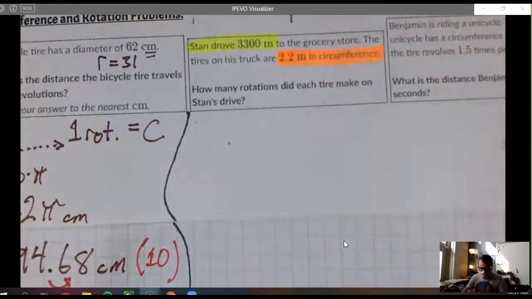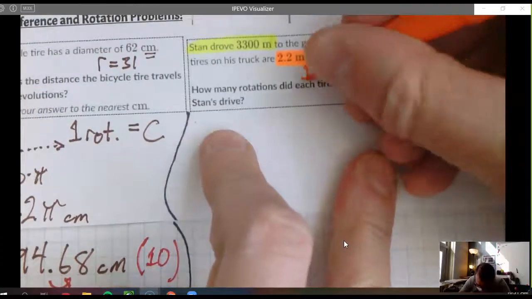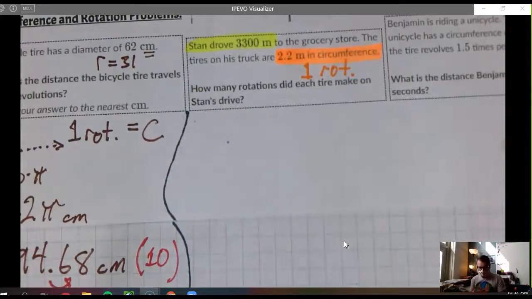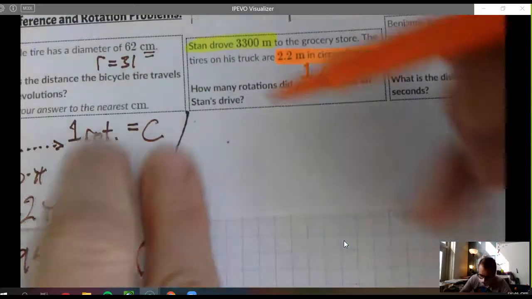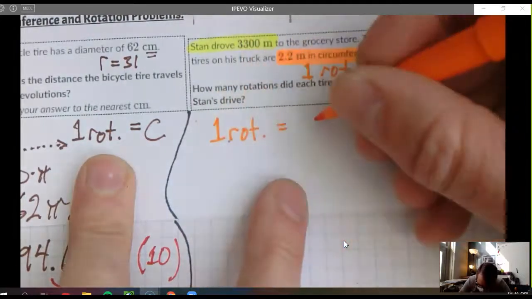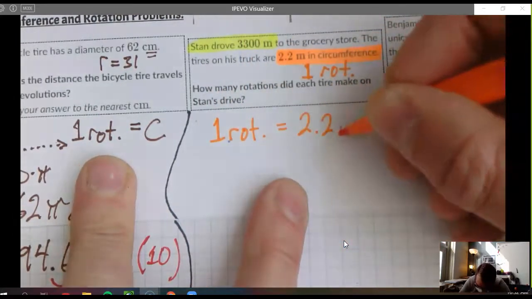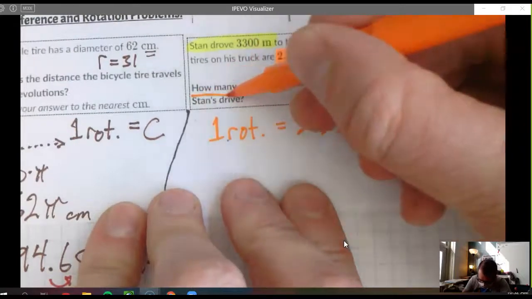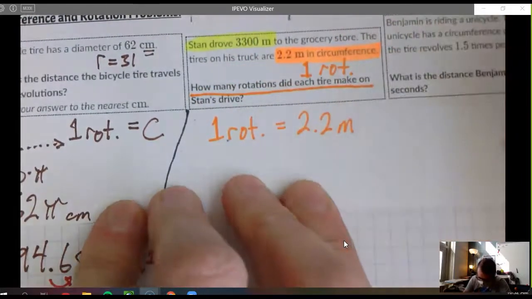So remember, that circumference also means 1 rotation, right? If they tell us the circumference, they're telling us the 1 rotation. So if you want, make a little note that Stan's 1 rotation of a tire takes him 2.2 meters, right? A little over 2 of those meter sticks we were just talking about. How many rotations did each tire make on Stan's drive?